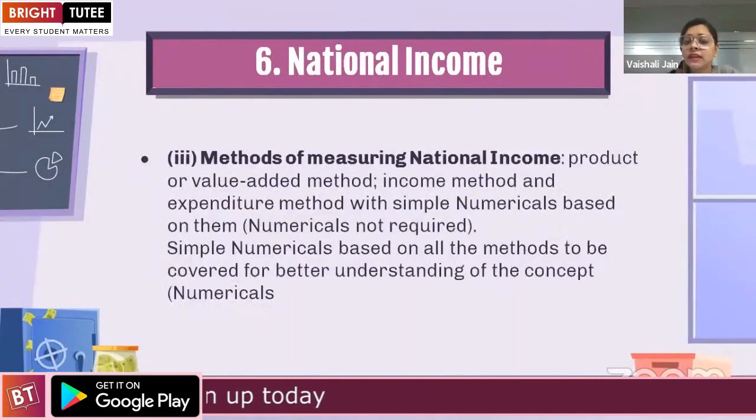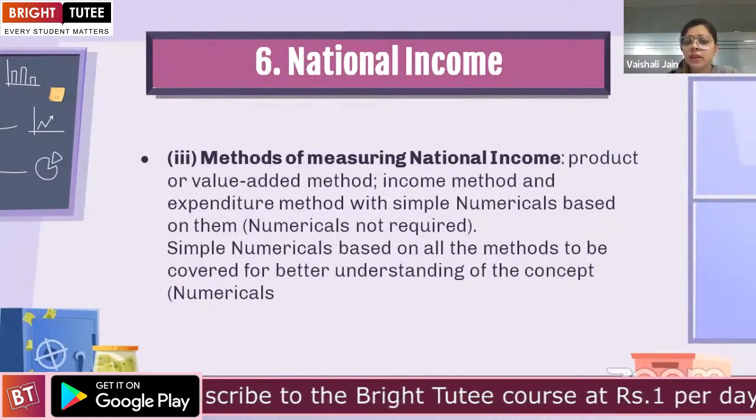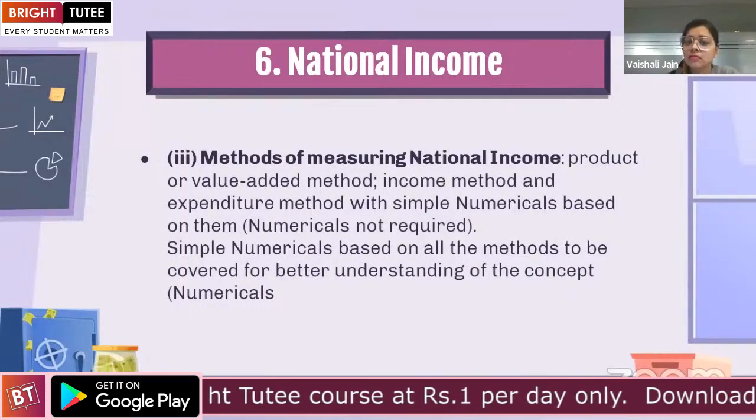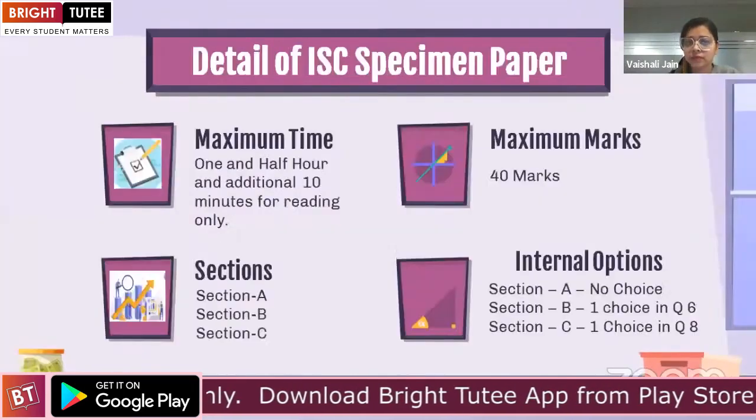Then we have methods of calculating national income. We have basically 3 methods: product method or value added, income method, and then expenditure method. Along with this, we have simple numericals based on the same. Simple numericals on all the methods for a better understanding of the concepts.